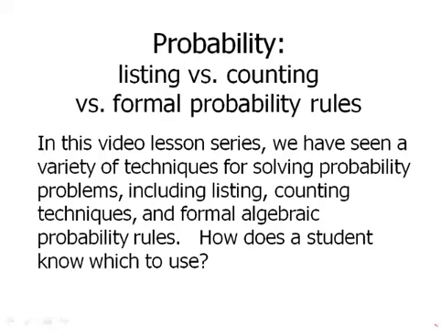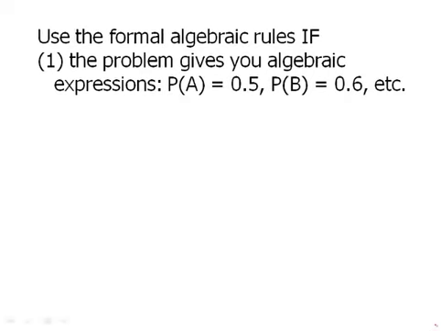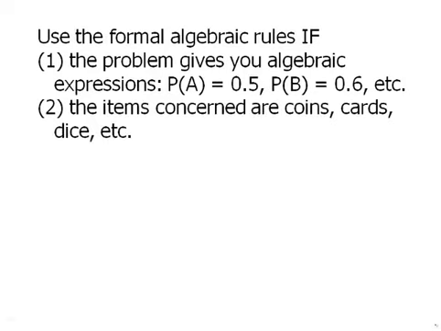So I'm going to start giving some hints about how to approach this. What are some things you can do to make this choice easier? So first of all, use the formal algebraic rules if, number one, the problem gives you algebraic expressions, P of A equals something, P of B equals something. Well, if they're giving you algebra, then that is just a dead giveaway. They want you to use the algebraic rules. So that one is really easy. If the items concerned are things like coins, cards, dice, those very simple inanimate objects, those are really good for algebraic rules. So if the problem is about that, chances are very good you're going to be using the algebraic rules.